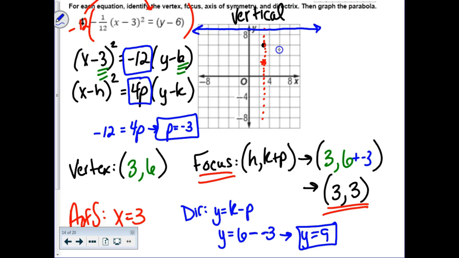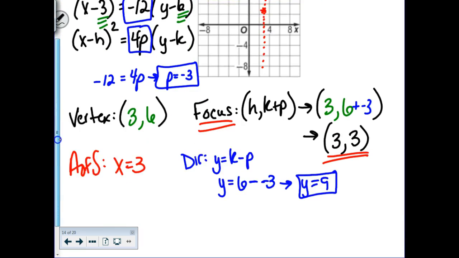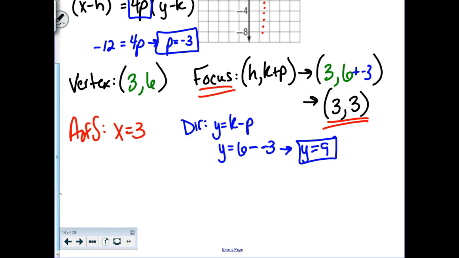But that kind of makes sense, because 9 would be right here. And remember, the distance of p, which is negative 3 units, but 3 units, the negative just means it's upside down, should be the distance from your vertex to your directrix, and also your vertex to your focus. So everything's kind of lining up well. This is good. Now for the fun part. I need one ordered pair. But I need you to rearrange this formula, because I can't use it the way it looks.